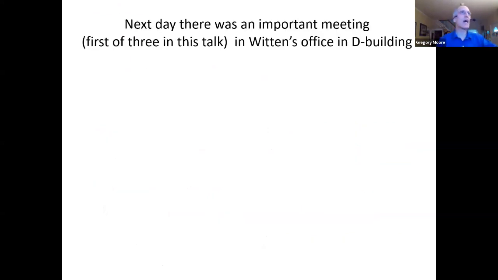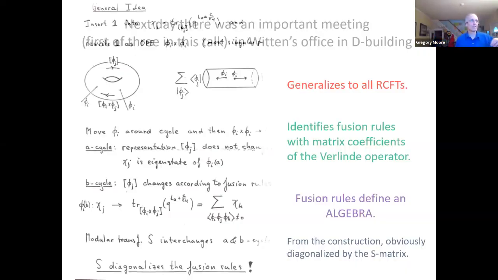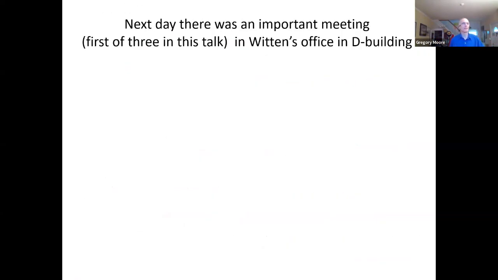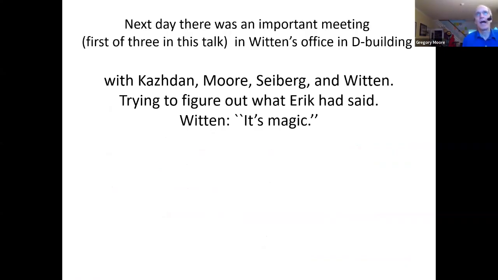So the next day, we were all kind of dumbstruck by that talk. And the next day, there was an important meeting, the first of 3 in this talk, in Witten's office in D building at the IAS. I don't remember exactly who was there. Certainly Kazhdan was there. I was there. I think Nadi was there. And I do remember we were trying to figure out what Eric had said, and Edward Witten kept saying, "This is magic. This is magic."